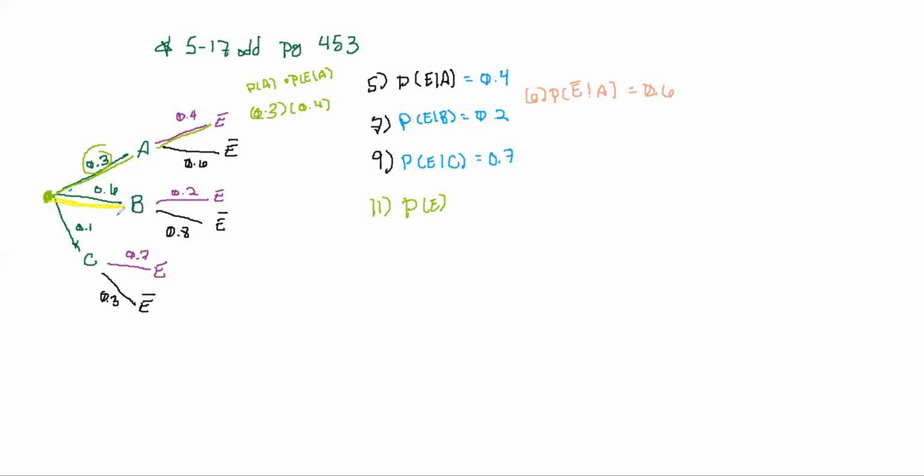Okay, so same thing here. We go B and we follow E, and so this is 0.6 times 0.2. Again, probability of B times probability of E given B, which is something that we calculated up there. And then same thing. So this is 0.1.